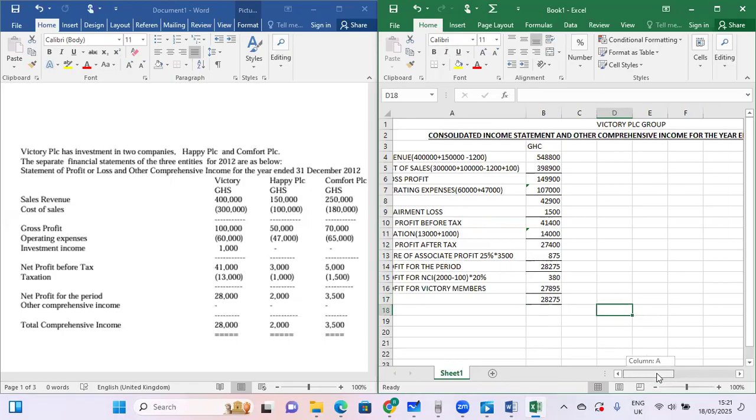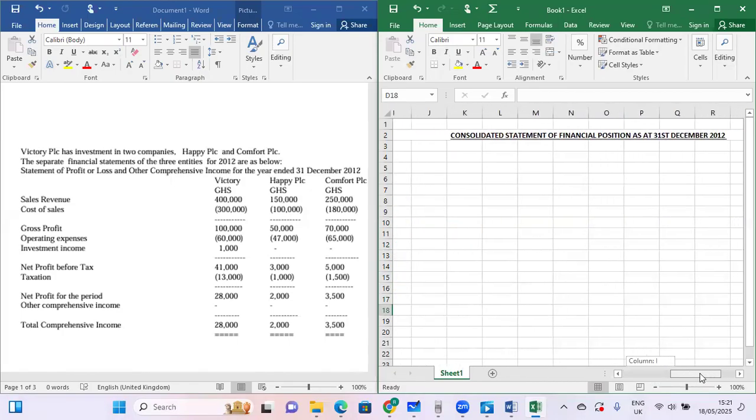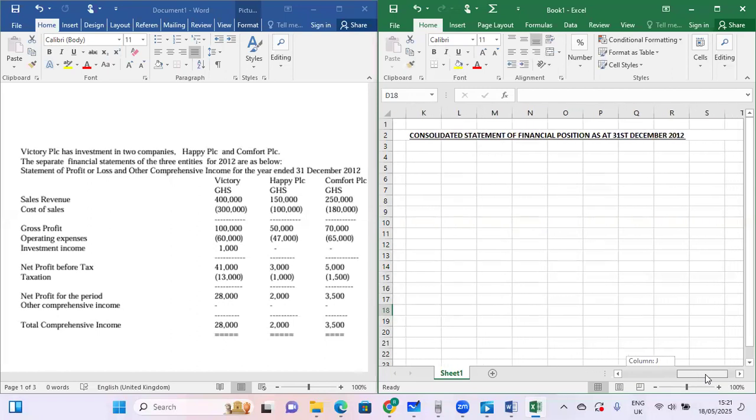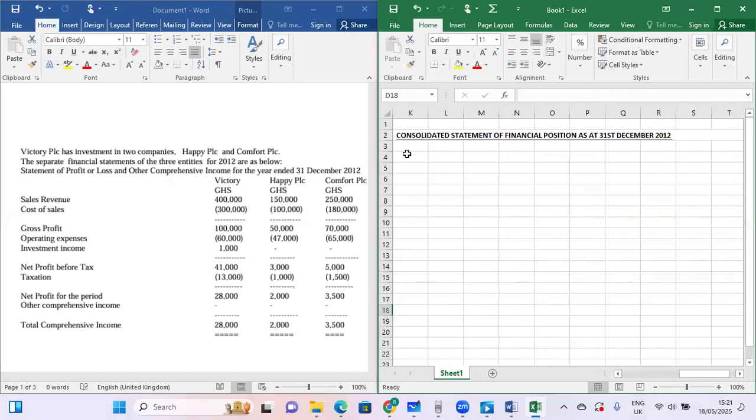Now the next one here, we are going to the consolidated statement of financial position. But this one is also similar to what we just did. In the income statement, if something was bought halfway, you would have apportioned it like 9/12 and the likes. When it comes to the consolidated statement of financial position, you wouldn't apportion anything. So let's roll.